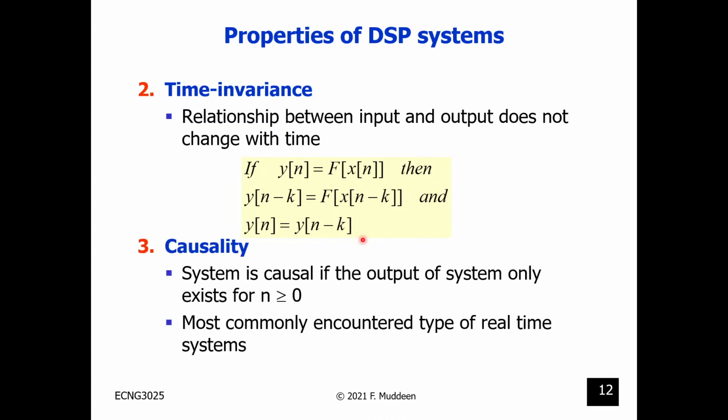The third property, causality, is that the system exists for n more than or equal to 0, and for n less than 0, the system does not exist. This is similar to the system being switched on. And causality is mostly exhibited by real-time systems.